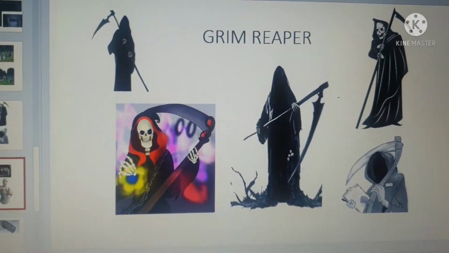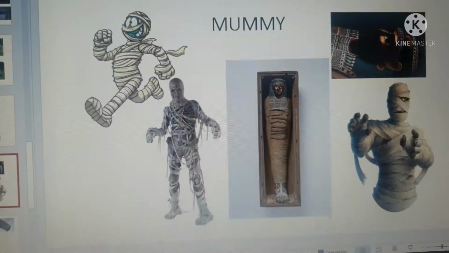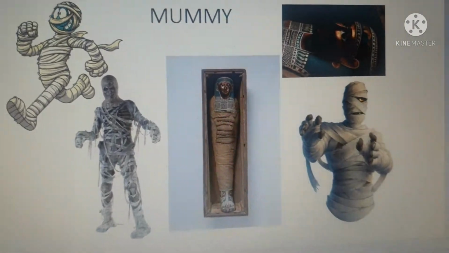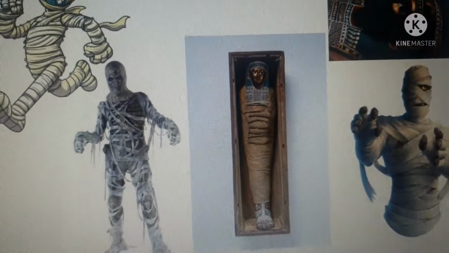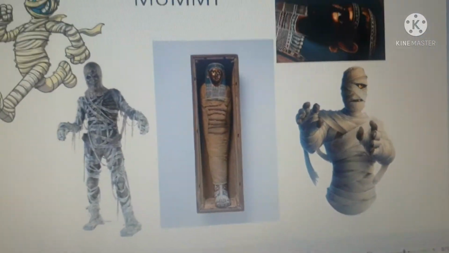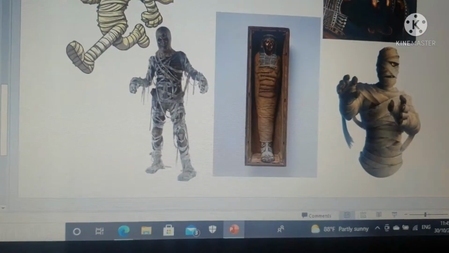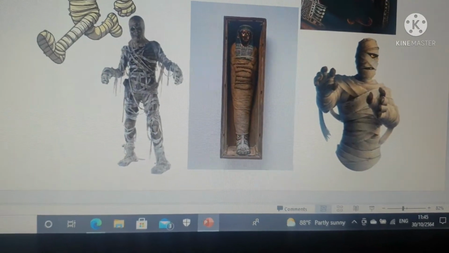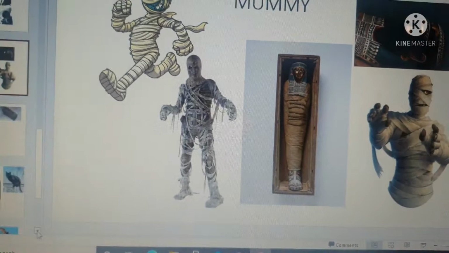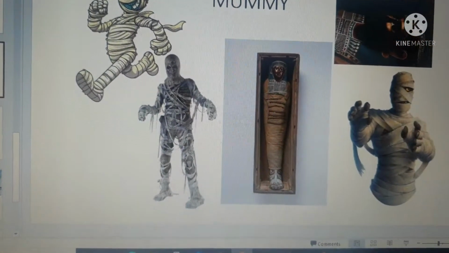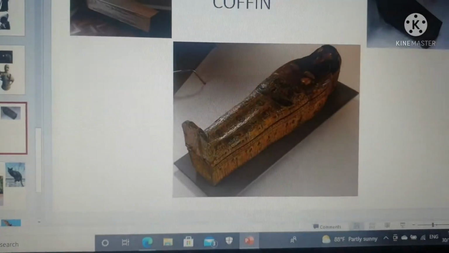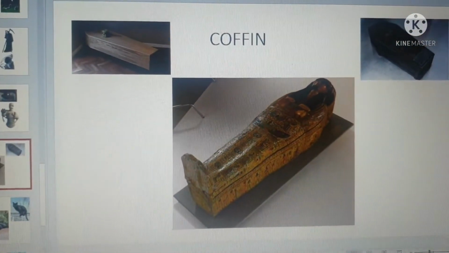Okay, so next is a mummy. Okay, and you can also ask your students where we can find a mummy. Okay, so they normally say in Egypt, at the Pyramid of Egypt. Okay, so because of technology, small children really know about many things, unlike before that we didn't know. Okay, so next is a coffin.